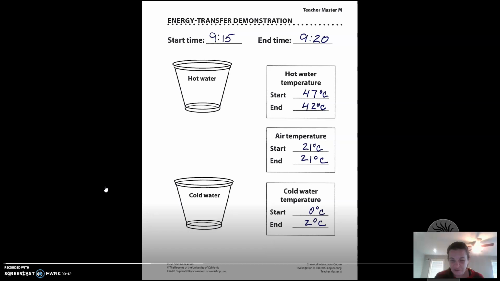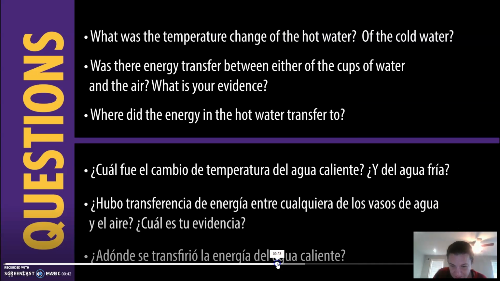And since there is no change in temperature, we can see that there is absolutely no change in the energy that is in that air. The air did not gain energy and it did not lose energy, because if it had energy transfer where it had gained or lost energy, the temperature would change there. So since there is no temperature change, there is no energy transfer.